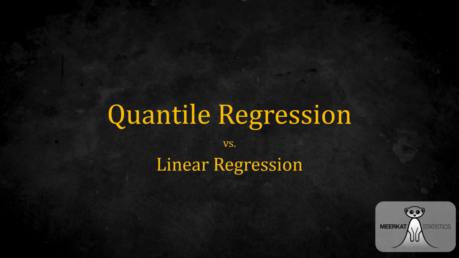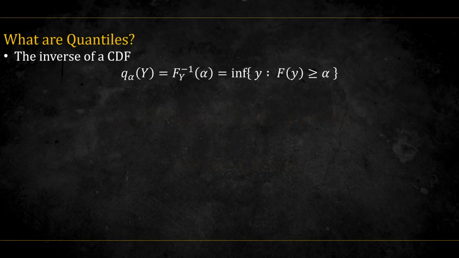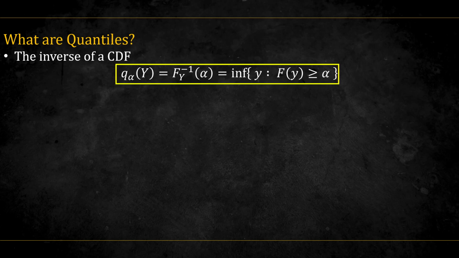Quantile regression versus linear regression. How do they differ? First thing, let's make sure we're all on the same page on quantiles. Quantiles are the inverse of the CDF, cumulative distribution function. Mathematically, they are defined like this, but I think a graphical demonstration is more intuitive.